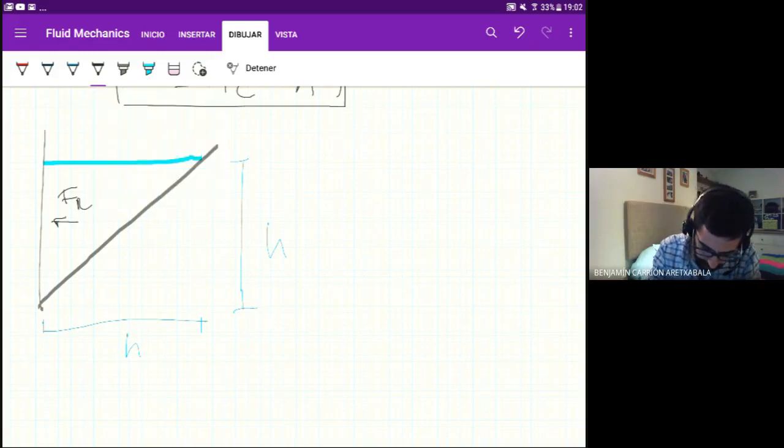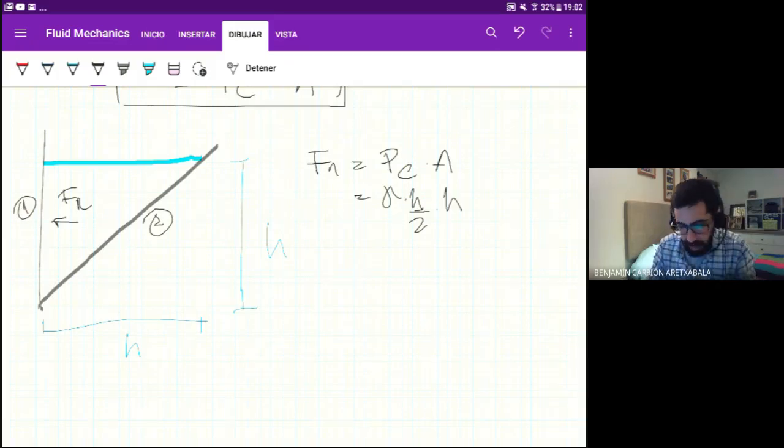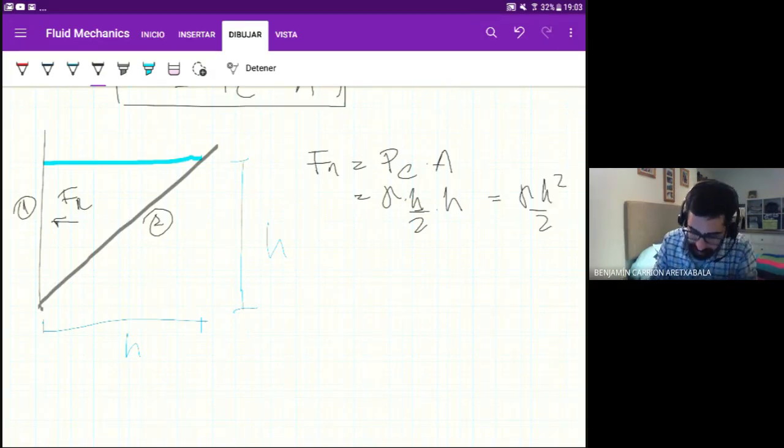The total force, we're going to call this 1 and this 2. So the force at 1 is going to be the pressure at the center of gravity times the area, which is going to be gamma h over 2 times the area. It's h again, and we're always considering 1 meter depth, but keep in mind that we could tell you this is 5 meter depth, or a depth in the y direction of whatever magnitude. So again, it's gamma h squared over 2, easy peasy.